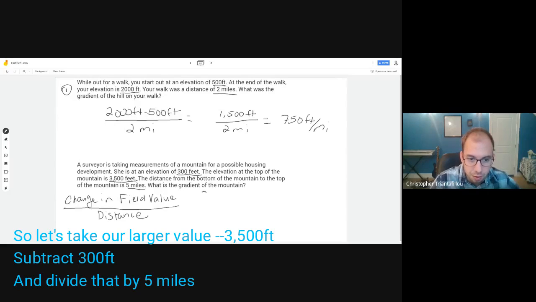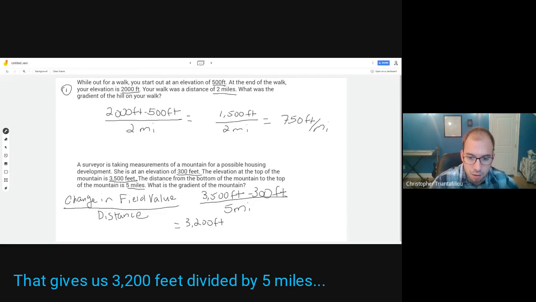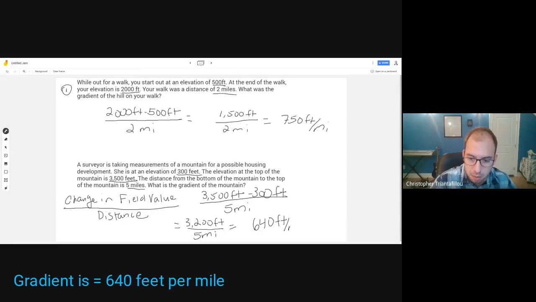So let's take our larger value, 3,500 feet. Subtract 300 feet. And divide that by 5 miles. That gives us 3,200 feet divided by 5 miles. And our answer is 640 feet per mile. And that's how you answer it.